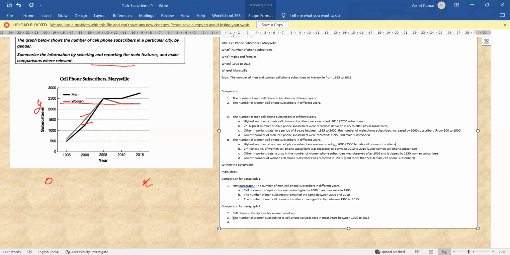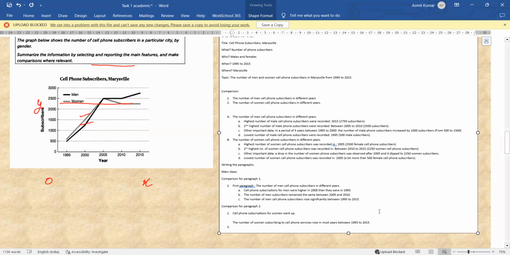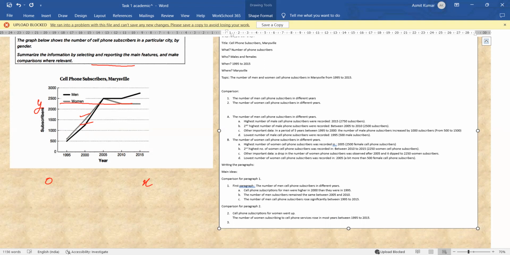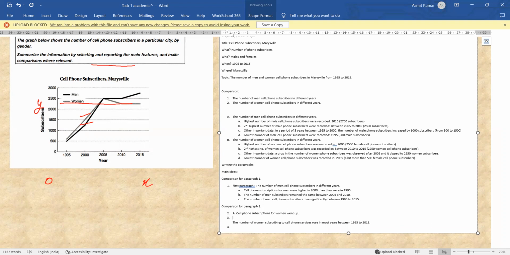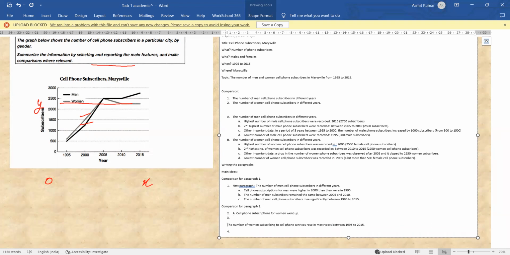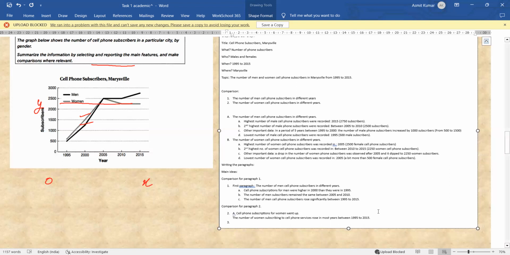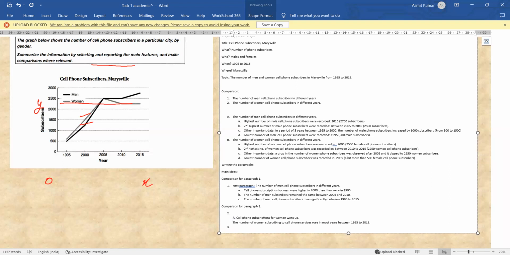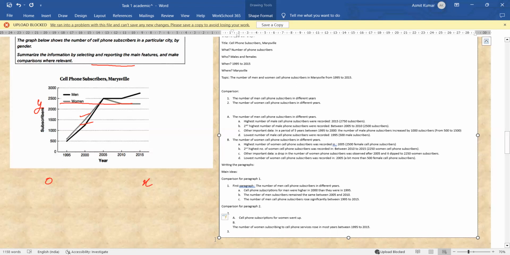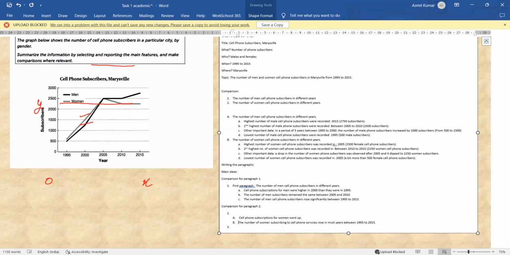And coming to the next point, one second. Point B. Here we will be writing point 6. Okay, and see what happens.